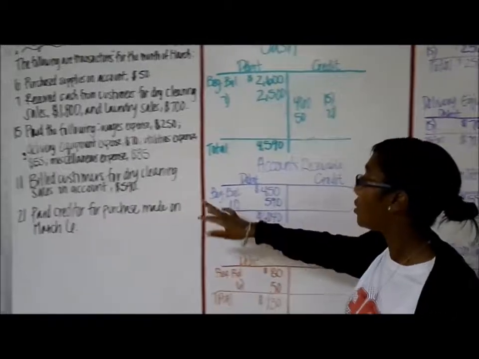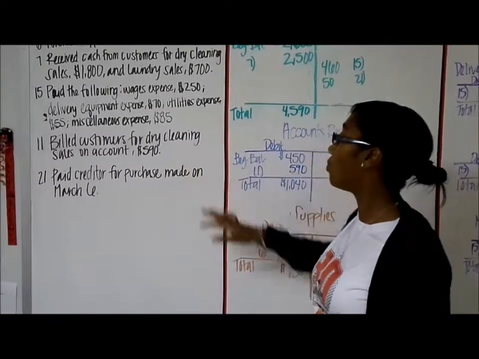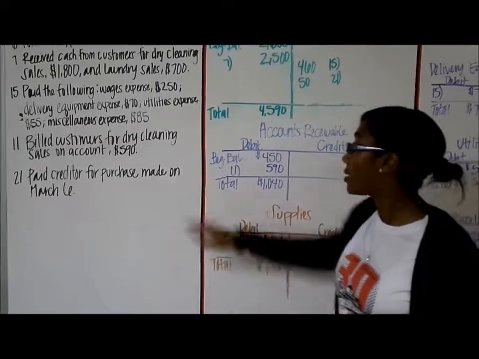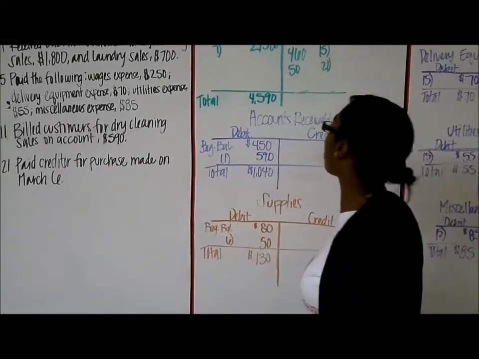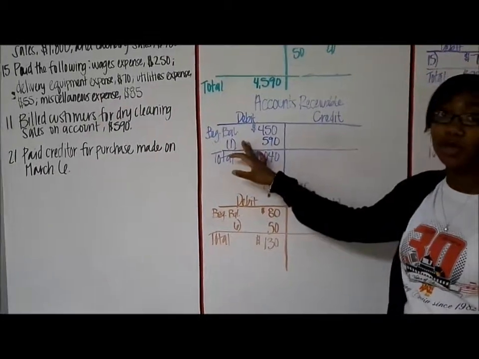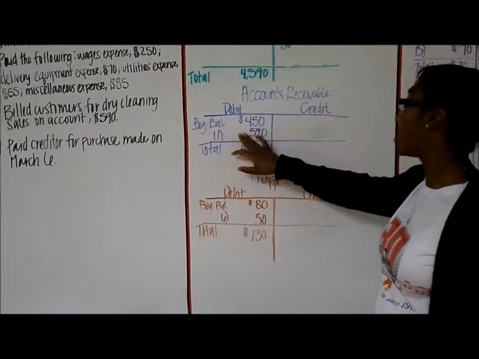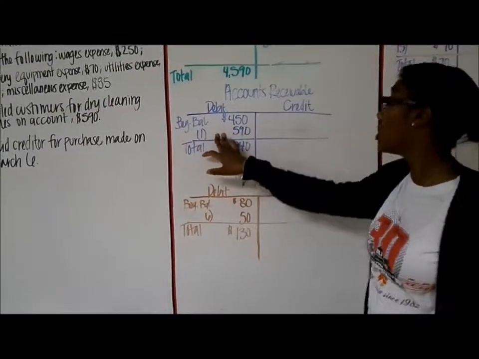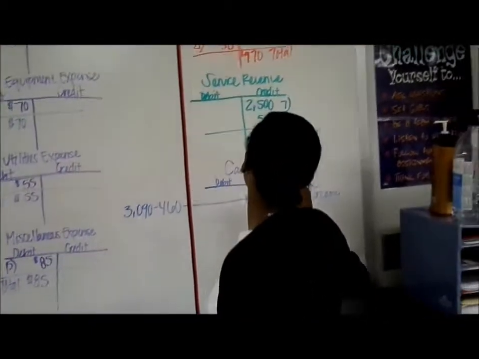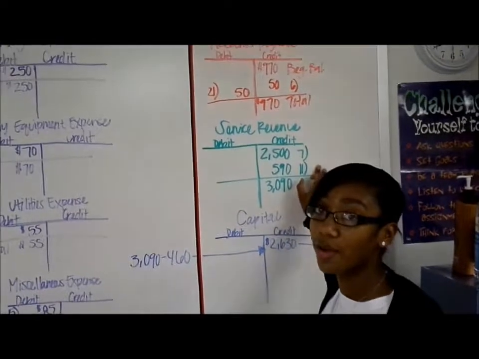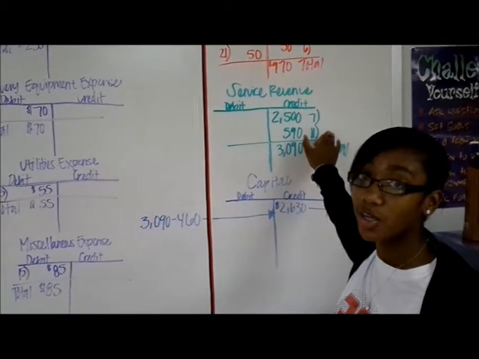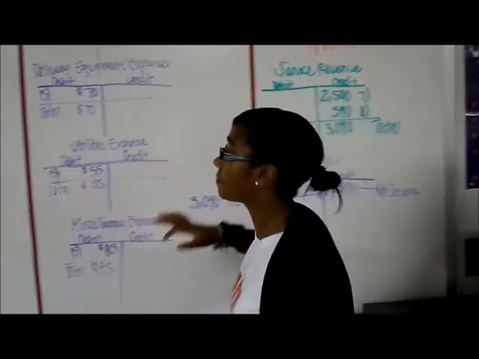Okay, and then it says on March 11th you billed customers for dry cleaning sales on account, and that amount was $590. For this one, you are going to debit your accounts receivable account because that is the money that you have not received yet. And then you are going to credit your service revenue account for $590 because that is the amount of money that you will earn from doing your service.